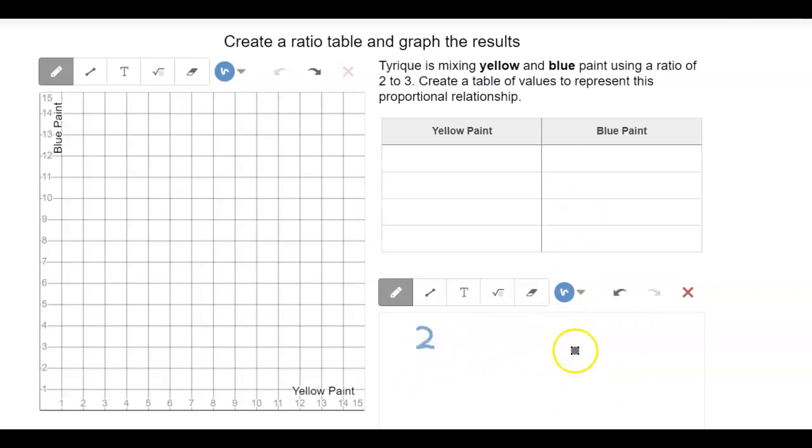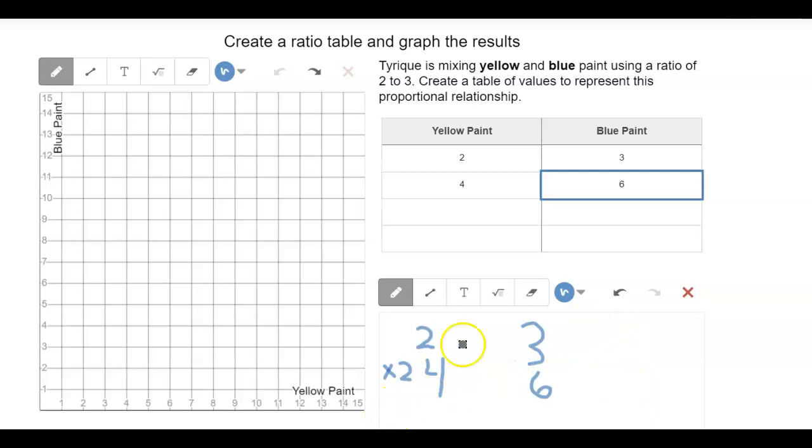2, that's yellow, and 3. And then I want to multiply them by the same number. So I have 2 and 3, and if I multiply both of them by 2, I'll come out with 2 times 2 is 4, and 2 times 3 is 6. So let me go ahead and type in 2 and 3. And then my second one, I multiply: 2 times 2 is 4, and 2 times 3 is 6.